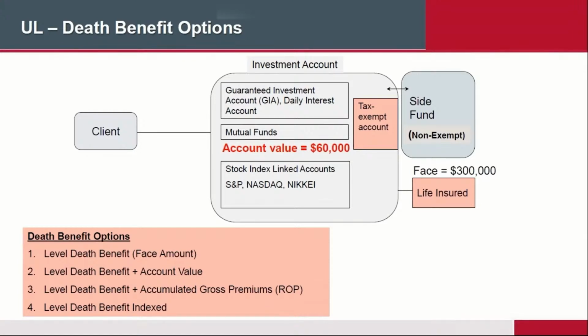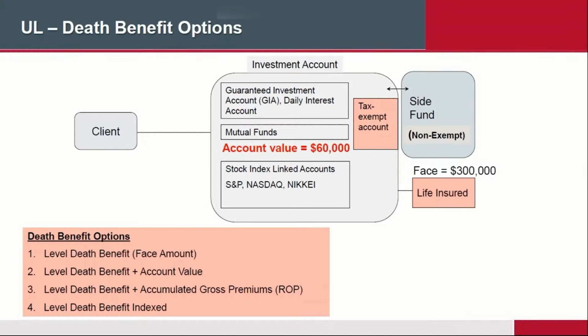But as long as that investment account, so the account value here says $60,000, and the face amount is $300,000. So as long as the amount of money is equal to or less than the MTAR line, then it will be tax exempt. The money that moves outside of that account goes into the side fund, that is, of course, non-exempt. You will have to pay tax on any growth on that.